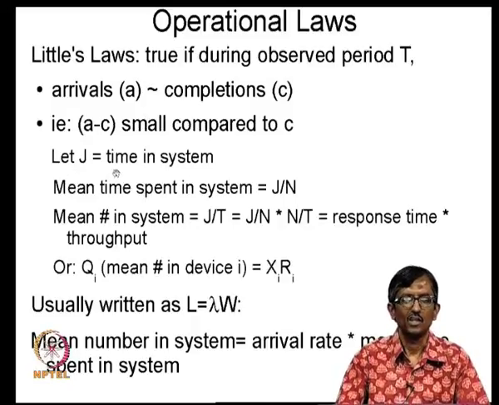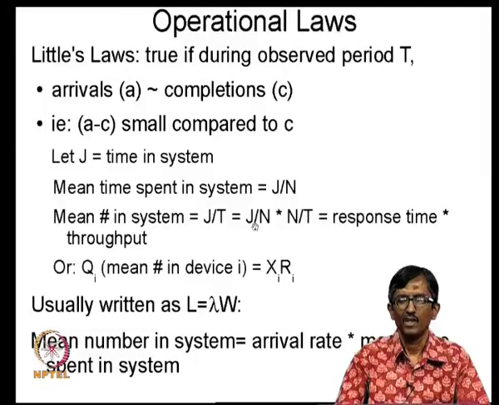Suppose there is a particular job, and J is the time that is spent in the system. Since we have N jobs, the mean time spent in the system is J by N. Basically, this is the time in the system. There are N jobs, therefore the time for each job is J by N. Again, you can see the mean number in the system is J by T.